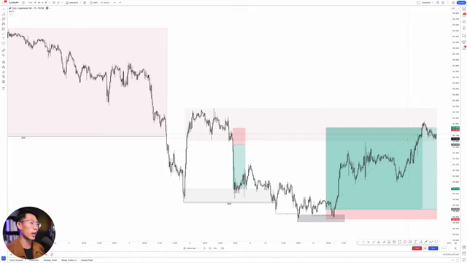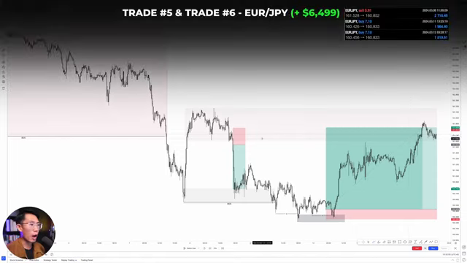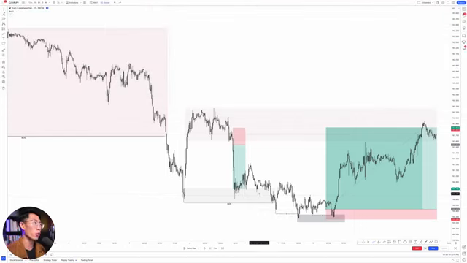Okay, so the next trade is actually on Euro JPY. I entered for a sell here the first time round, and I made about 3.7k. Then later on, I entered for a buy to trade the counter trend, and I made about 2.7k. So in total we made about, I don't know, $6,000 or something on these two trades on Euro JPY.